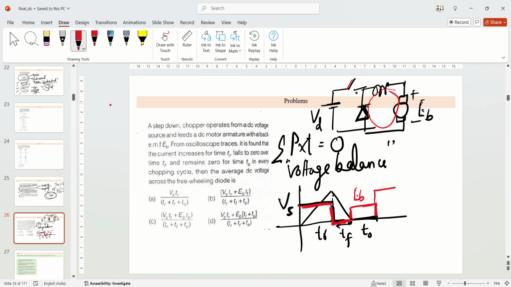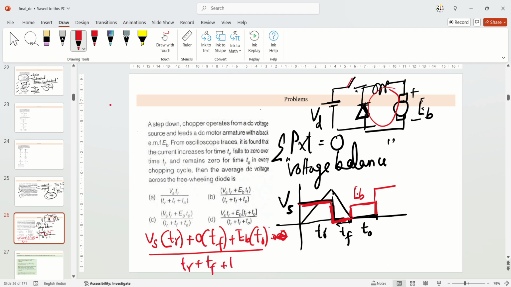If you want to find out the average voltage, Vs multiplied by Tr plus 0 multiplied by Tf plus Eb multiplied by T0 is equal to 0. What will be the average voltage? We want to find the average voltage. You don't have to set it to zero, you just have to divide by Tr plus Tf plus T0.